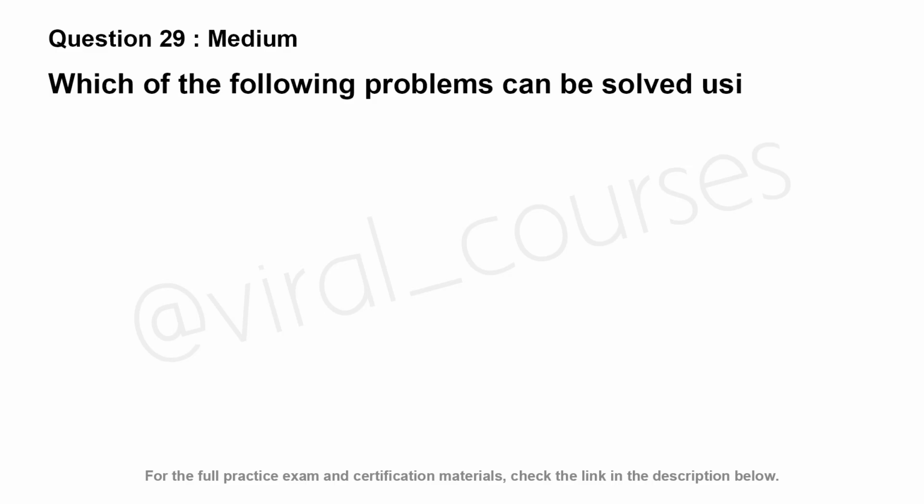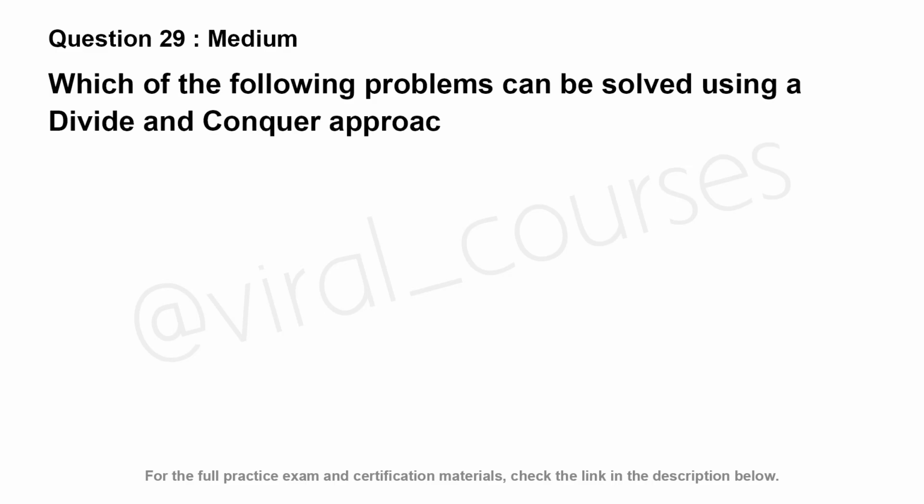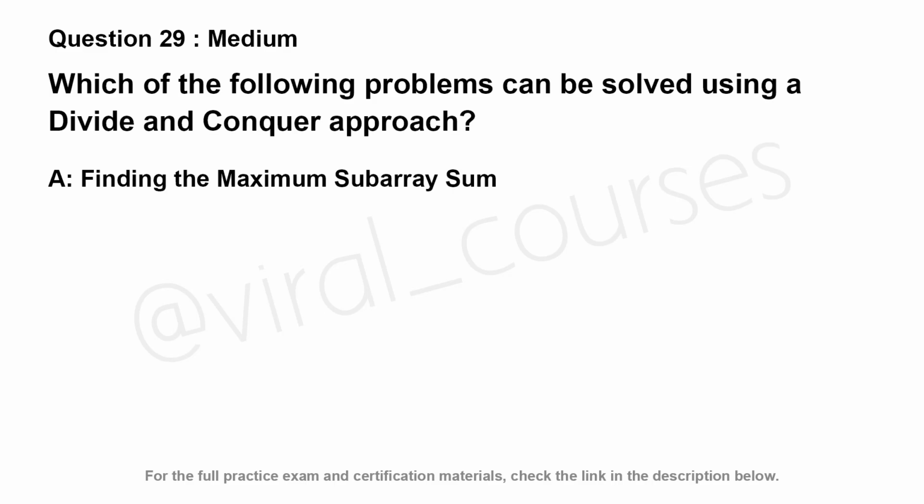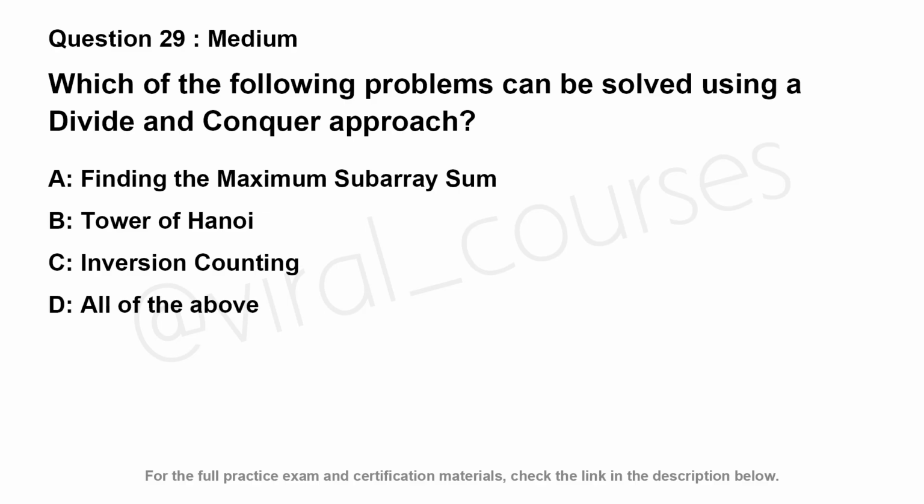Which of the following problems can be solved using a divide and conquer approach? Option A, finding the maximum subarray sum. Option B, Tower of Hanoi. Option C, inversion counting. Option D, all of the above.